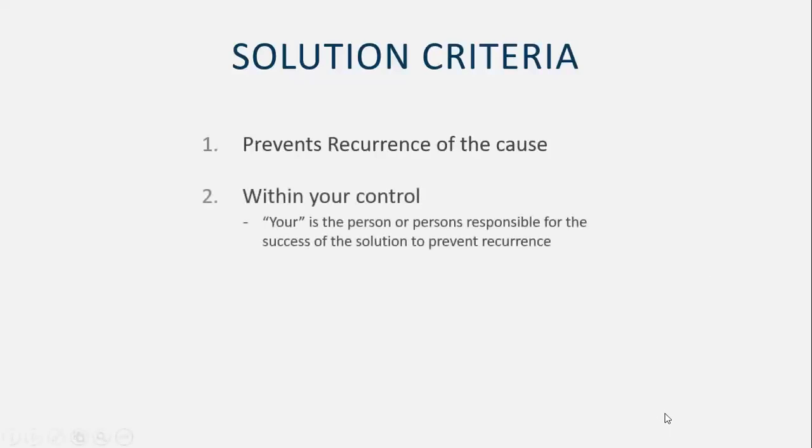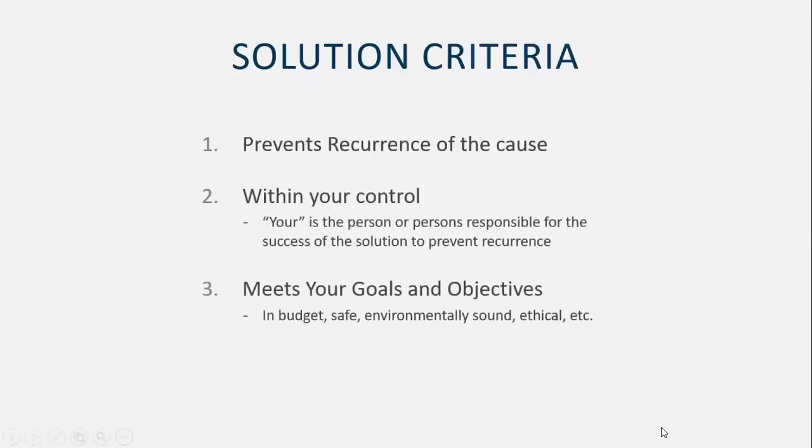The second question is it within our control? Can we write a work order? Can we write a CapEx? Can we get our boss to support it? Third question, does it meet our goals and objectives? By that we mean, is it within our budget? Is it safe, environmentally sound, ethical? All the things that we individually and as a company are held accountable for. And finally, we want to make sure that the solution does not cause any other unacceptable problems elsewhere.